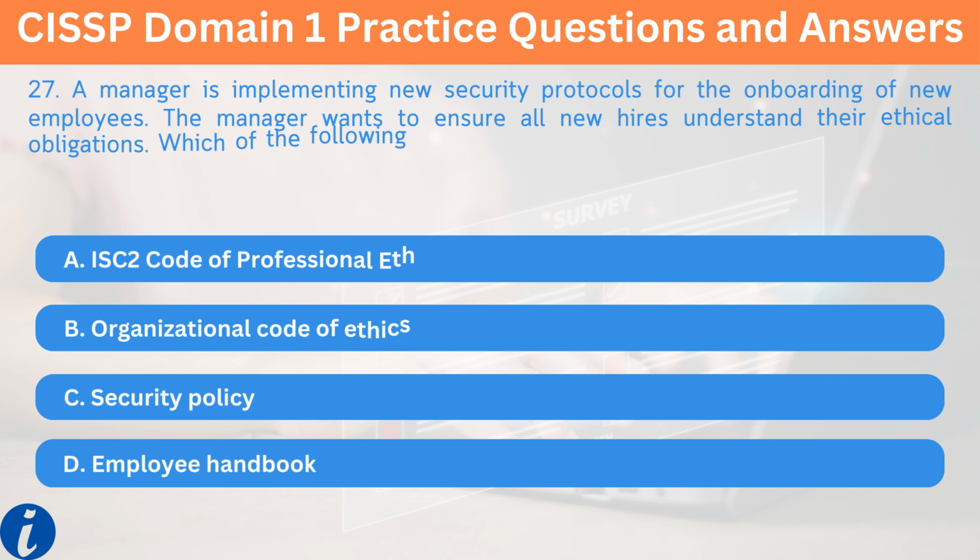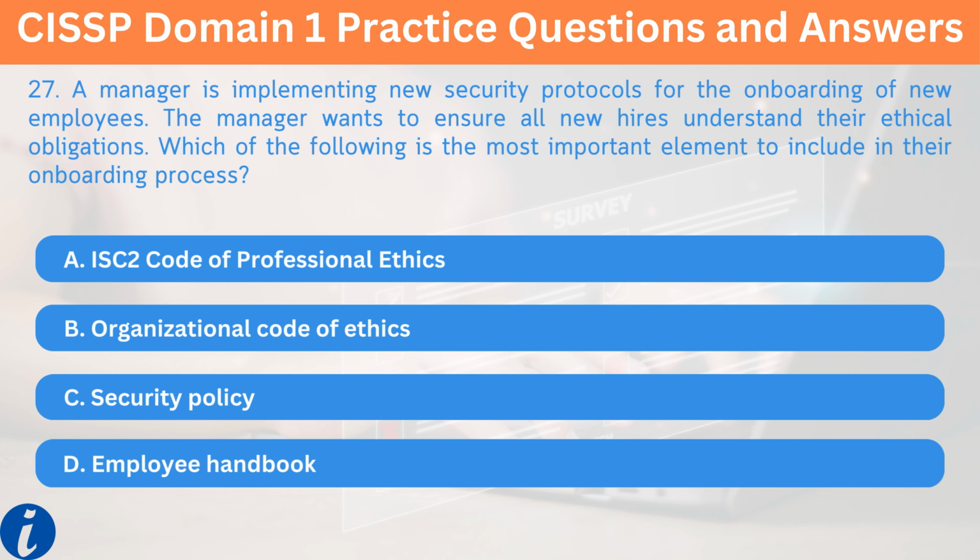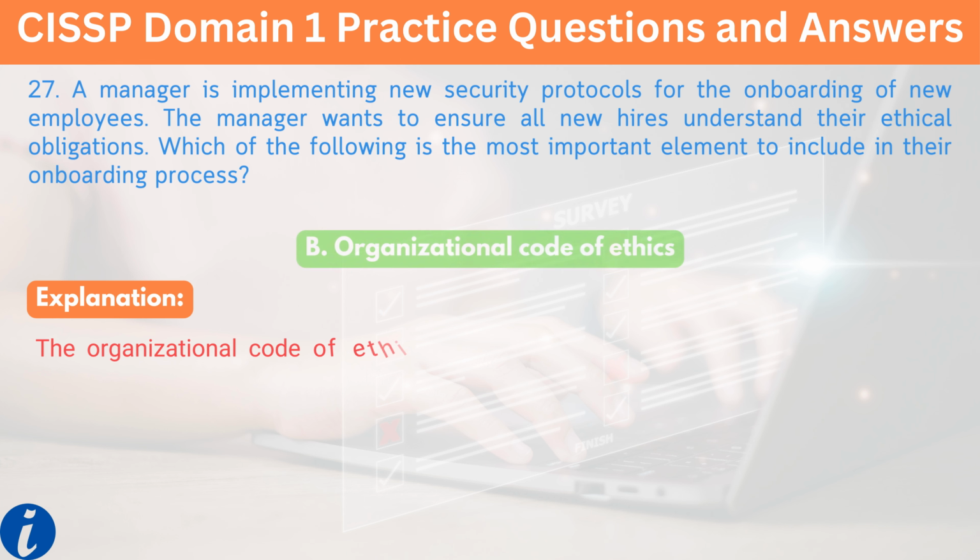27. A manager is implementing new security protocols for the onboarding of new employees. The manager wants to ensure all new hires understand their ethical obligations. Which of the following is the most important element to include in their onboarding process? A. ISC2 Code of Professional Ethics. B. Organizational Code of Ethics. C. Security Policy. D. Employee Handbook. The correct answer is B.